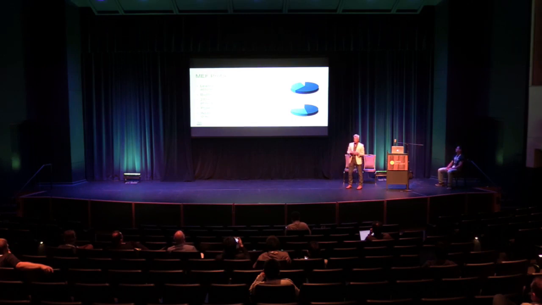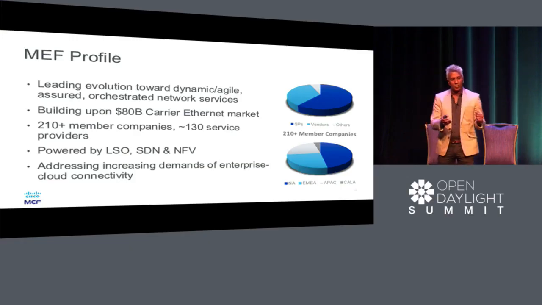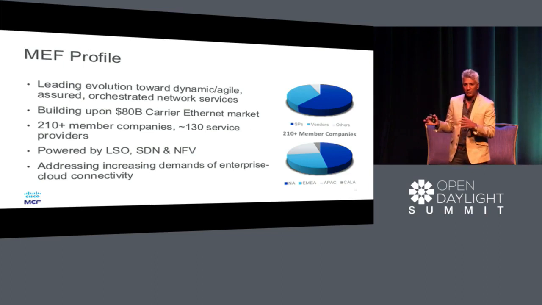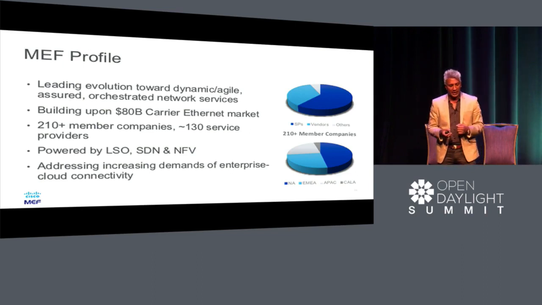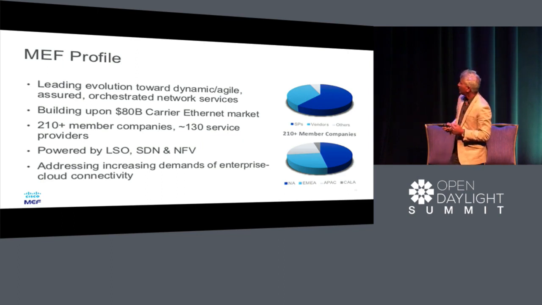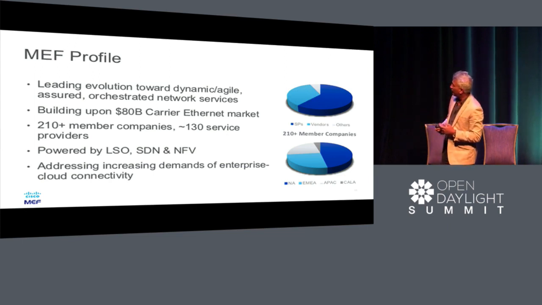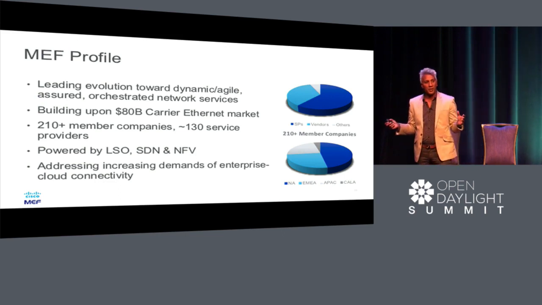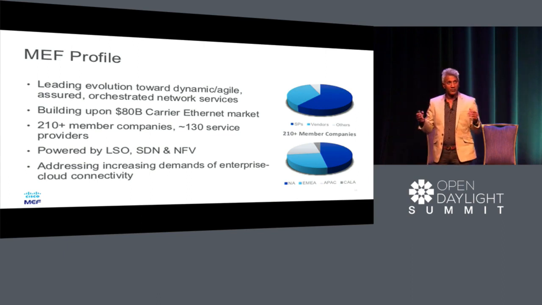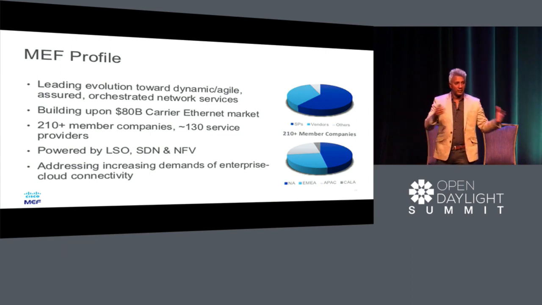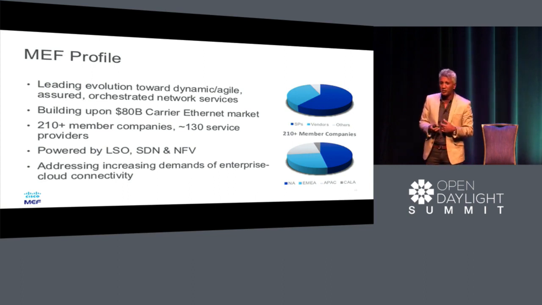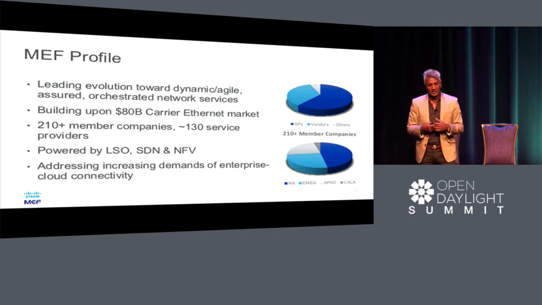The MEF started in 2001, and the idea was to take Ethernet, which was in the LAN, and move it into the WAN, which was kind of blasphemy back then, if you think about it. And we've been really successful at this. In 2001, the idea of carrier Ethernet didn't exist. And now, 15 years later, we have an $80 billion market. This $80 billion market is really based upon the MEF's ability to influence this. And we have a large carrier base of 130 service providers, which has really been a blessing for us.